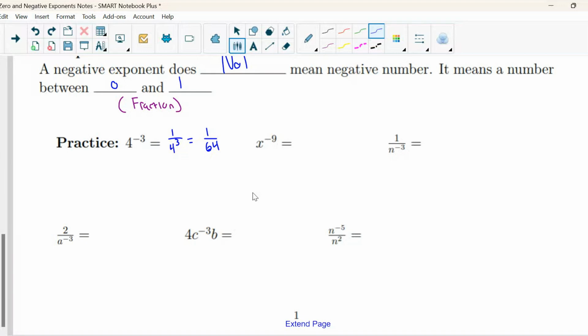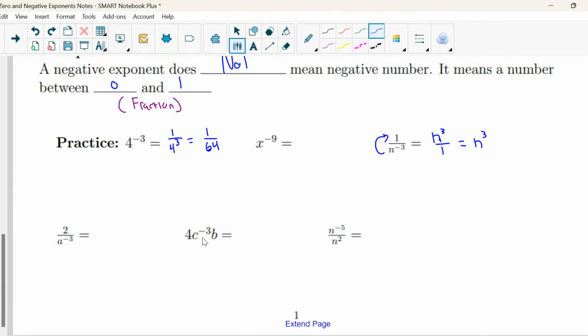Okay, we're going to skip the next one. With the third example here, I have 1 over n to the negative third power. Even when you have a negative exponent in the denominator, all you need to do to make that a positive exponent is take the reciprocal. So that just becomes n to the positive third power over 1, which is just n to the third power. All you're doing is taking the reciprocal. Okay, let's skip example number 2.